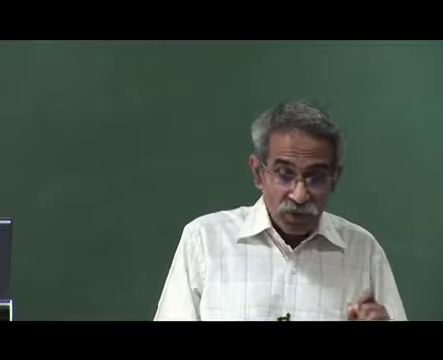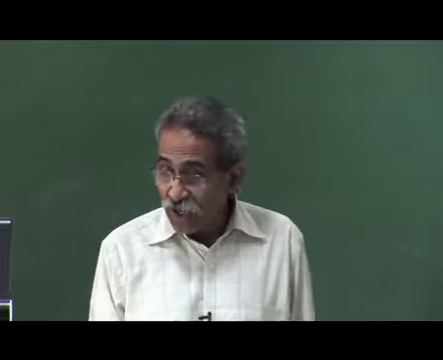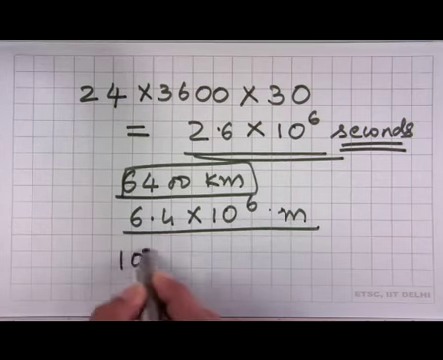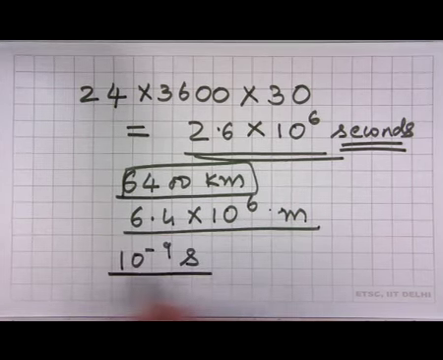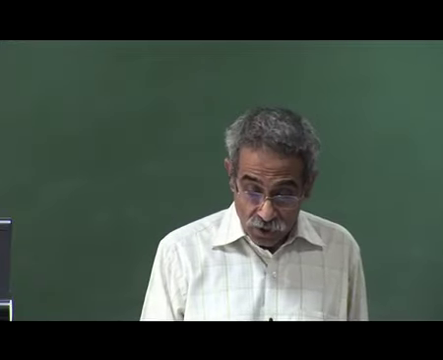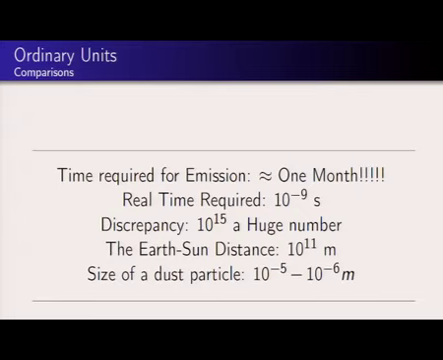But actually it is much worse than that, because today we have much better clocks. The real time required is 10 to the power of minus 9 seconds. All transitions take place over 10 to the power of minus 9 seconds. Therefore, if you look at this slide, what is it that we are finding? Classical theory says 1 month, which is 10 to the power of 6 seconds. My experiment is saying 10 to the power of minus 9 seconds. Therefore, the discrepancy, the ratio, is 10 to the power of 15.